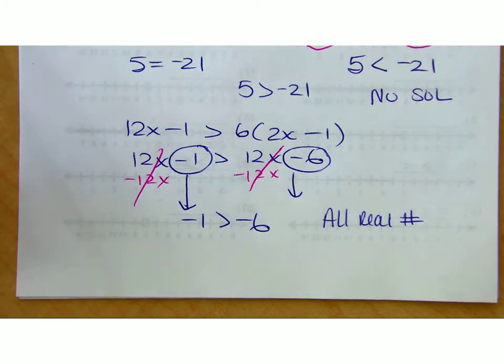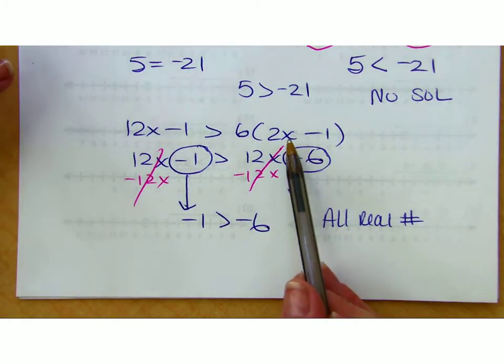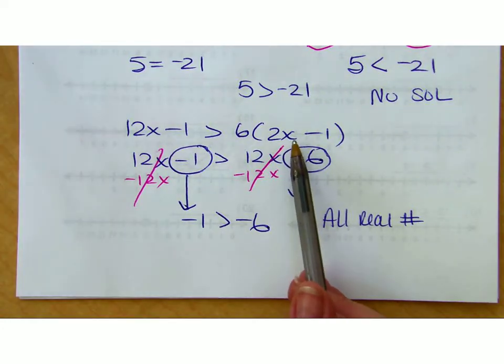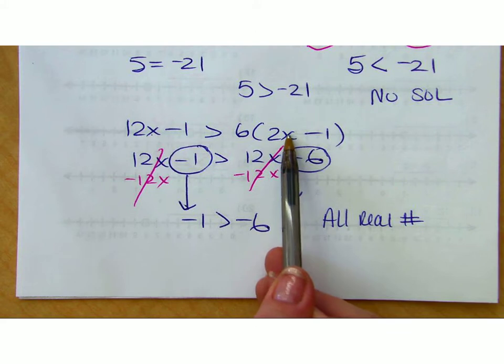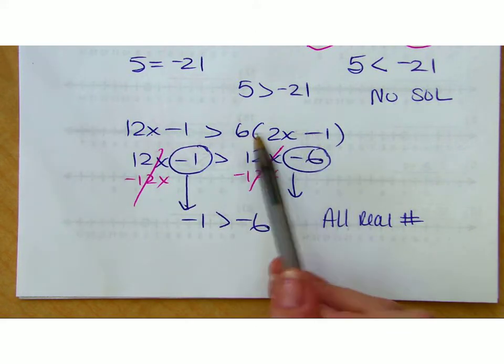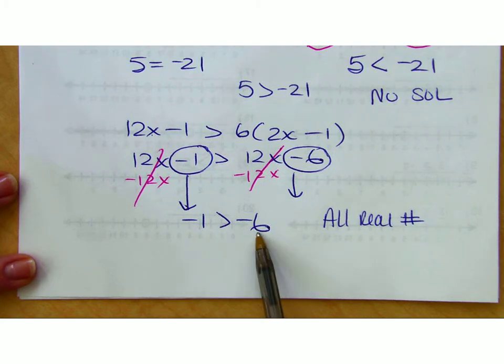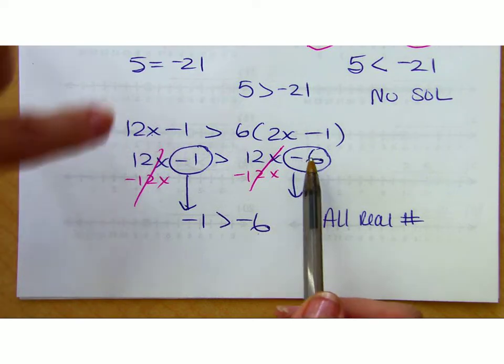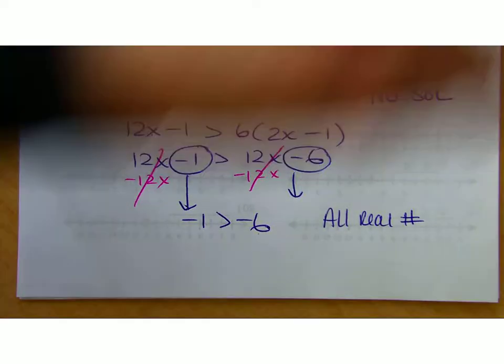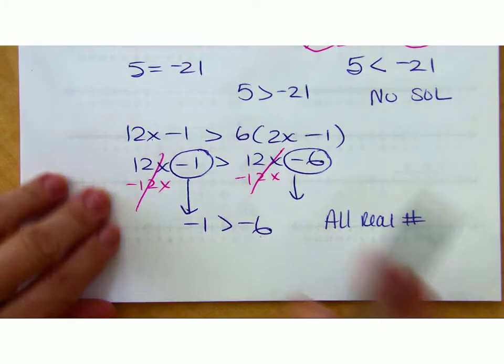It means that every number on the face of this earth that you can think of that you put in for x, every time you put it here and here and do this math and do that math, this side will always be greater than this side. Do you understand that that's what all real numbers means? There's not a number that you can think of that wouldn't work. Okay? So that is special cases. Very good. Let's move on to the verbal part.